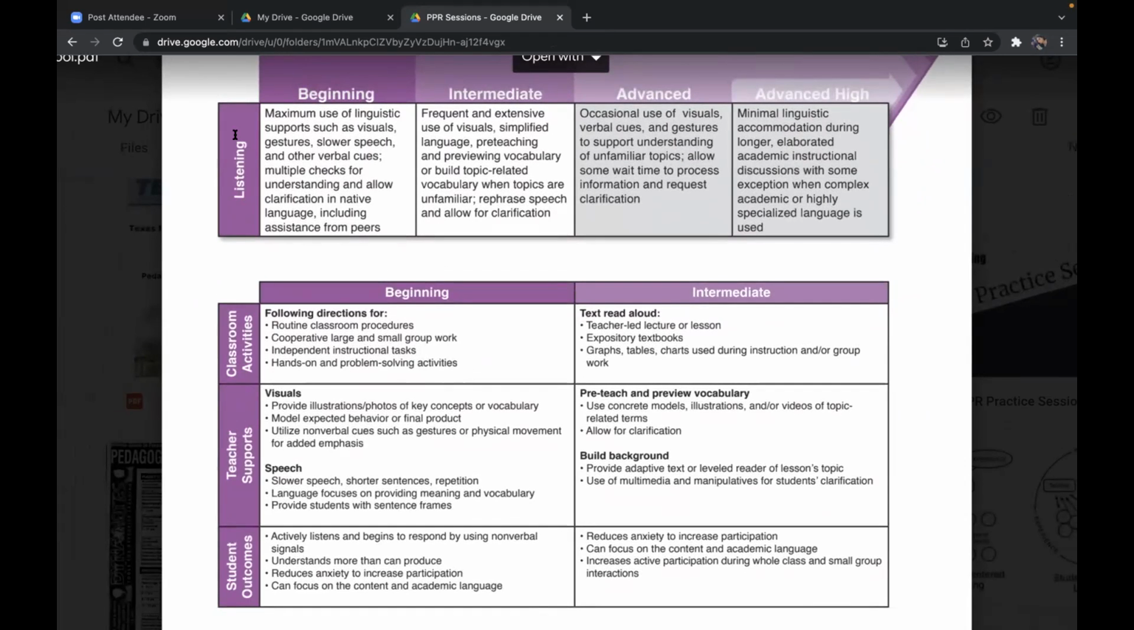The teacher's going to use maximum use of linguistic supports, that's language supports, which include visuals, showing pictures. Let's say I don't have a stapler in my classroom, but I want them to know it. I'll put a picture on the wall and I'll write the word stapler in Spanish and stapler in English, or whatever language it is that is their first language.